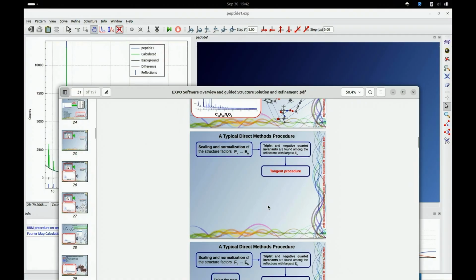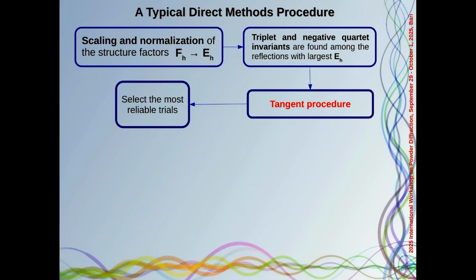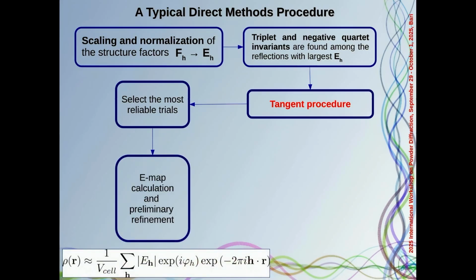I have this slide to explain in more detail. This is a diagram of the direct methods steps. The most important step in the direct methods procedure is the tangent procedure, an iterative procedure using the tangent formula to generate the phases. In EXPO, 20 sets of phases are generated, and these sets are ranked according to figures of merit, and only the most reliable set of phases is used to calculate an electron density map.